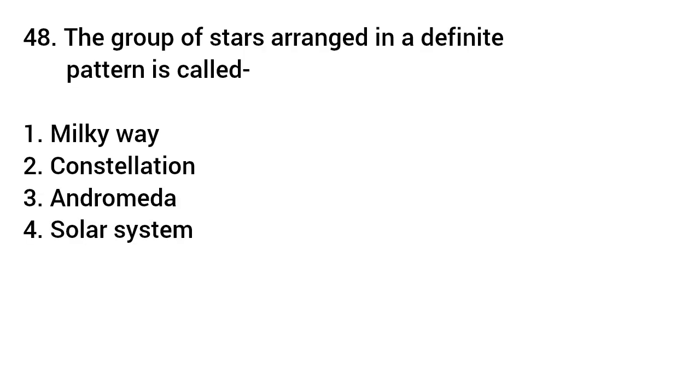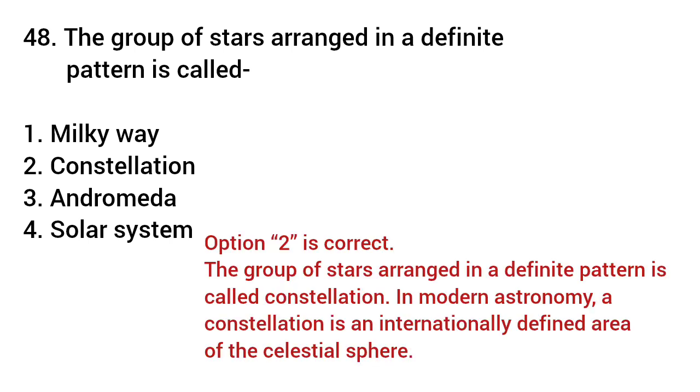The group of stars arranged in a definite pattern is called. Answer. Option 2 is correct. The group of stars arranged in a definite pattern is called constellation. In modern astronomy, a constellation is an internationally defined area of the celestial sphere.